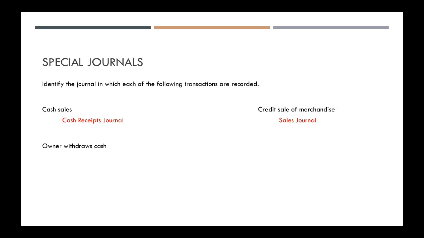Now, owner withdraws cash. Is cash involved? Yes. So it's either cash receipts or cash payments. Is the company getting cash or is the company losing cash? Again, we don't look at it from the perspective of the owner. We look at it from the perspective of the company itself. And when an owner withdraws cash, the company is losing cash, so it's the cash payments journal.